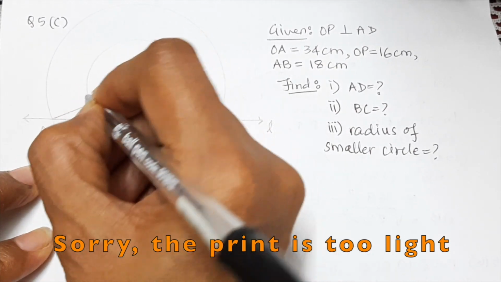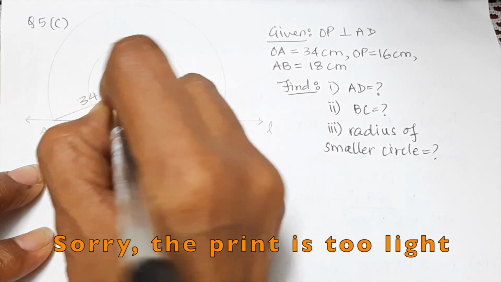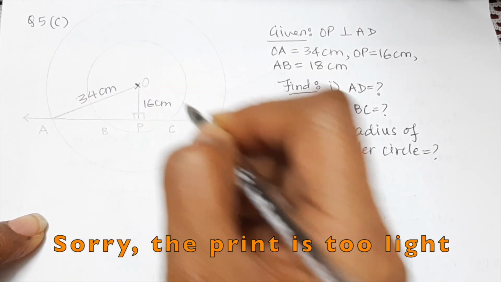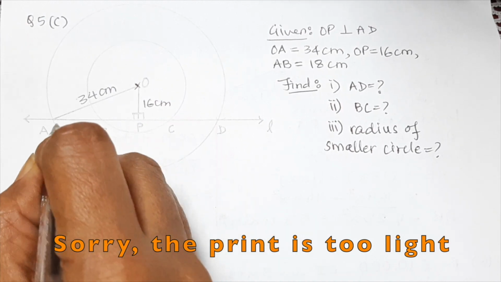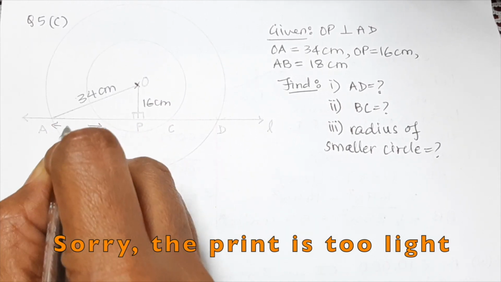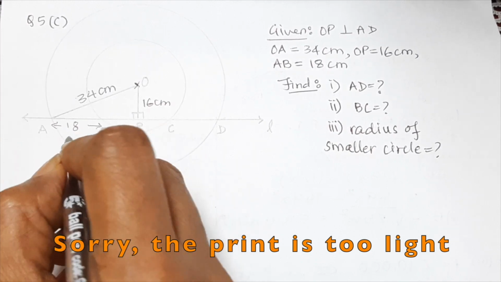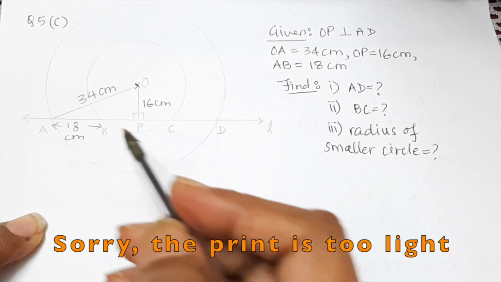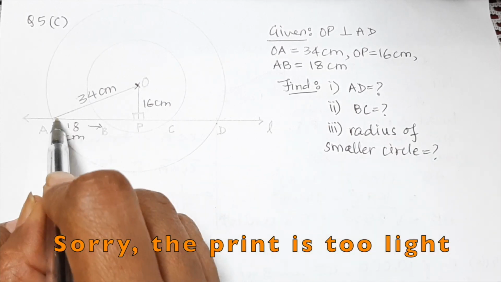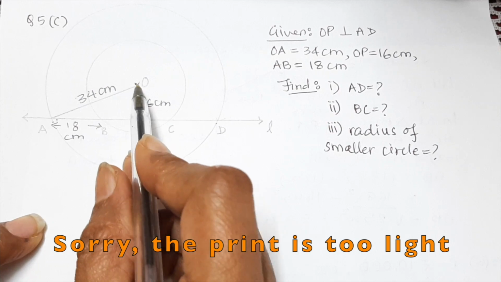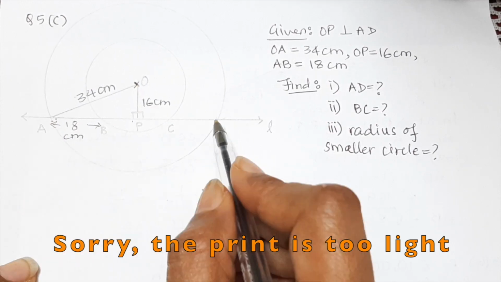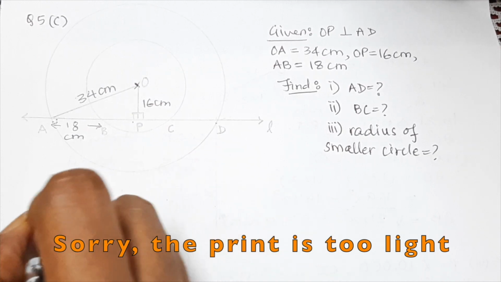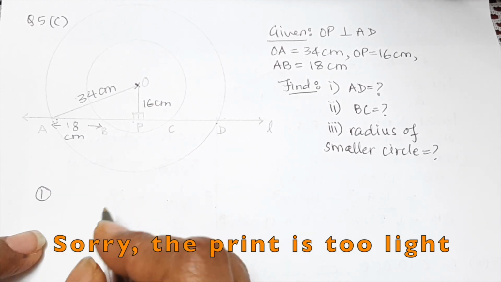So I shall write here 34 centimeter, OP is 16, and AB from here to here, this is 18 centimeter. Okay, now we have to find AD. AD is going to be twice of AP. Reason, OP is perpendicular to AD, and therefore the perpendicular from the center bisects the chord. So we shall write just that in our first statement.